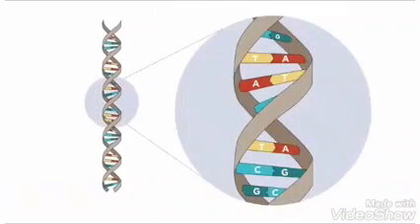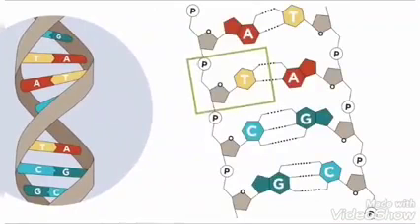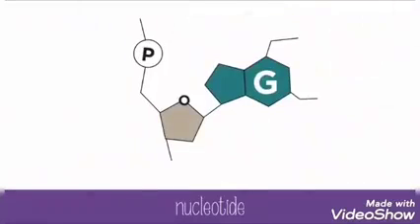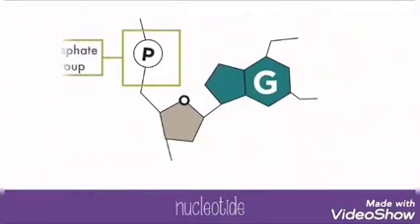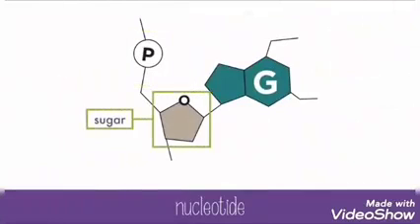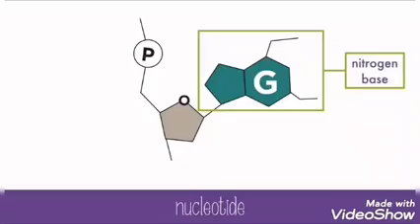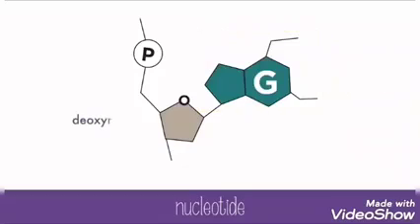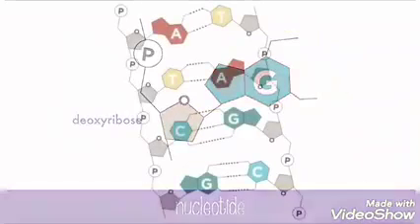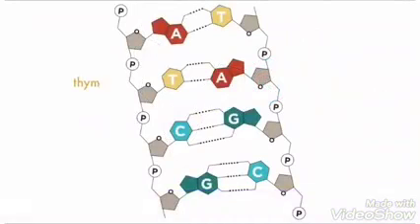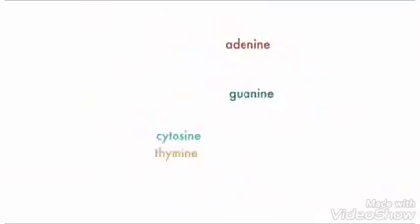If you take a closer look at the DNA structure, you will find that it has many subunits called nucleotides. The nucleotide consists of three main parts: the phosphate, the deoxyribose, which is the sugar, and the nitrogen base. In DNA, the sugar is deoxyribose, which is part of the DNA name, and the nitrogen base is one of four possible types: thymine, adenine, cytosine, or guanine.